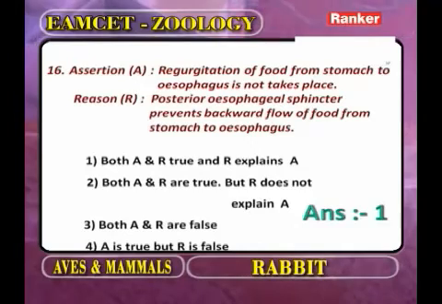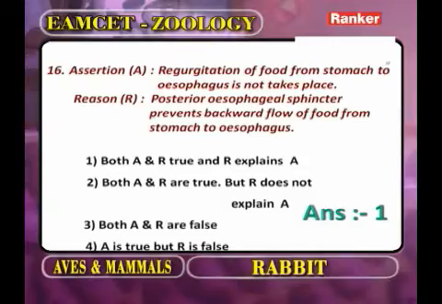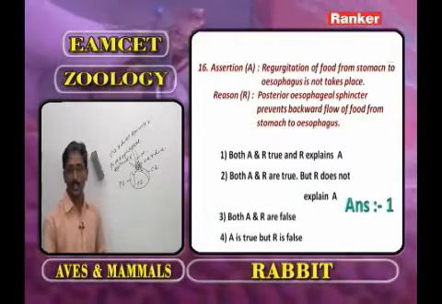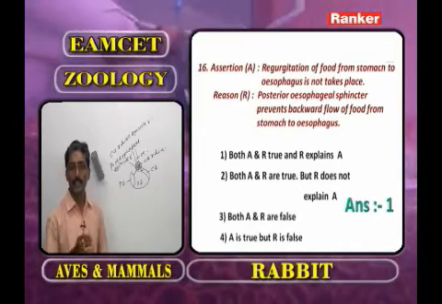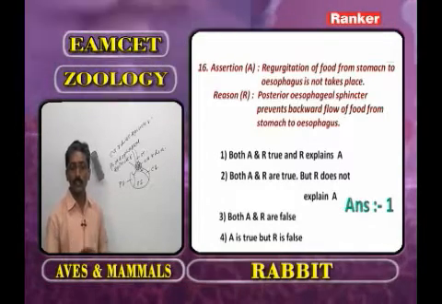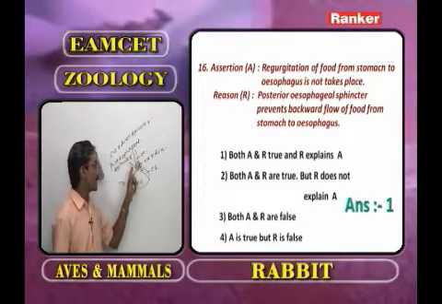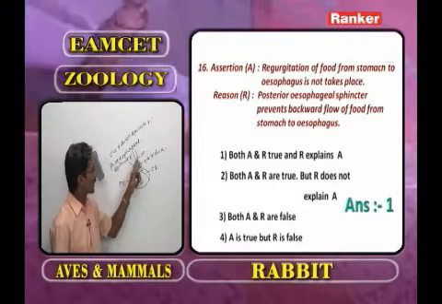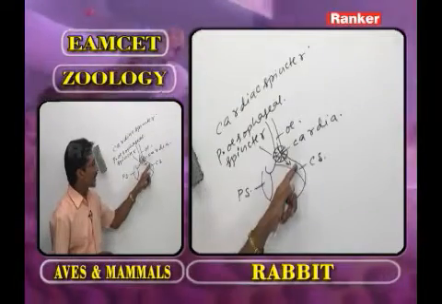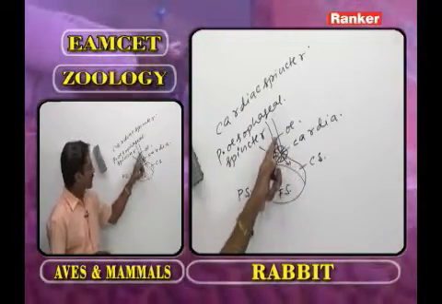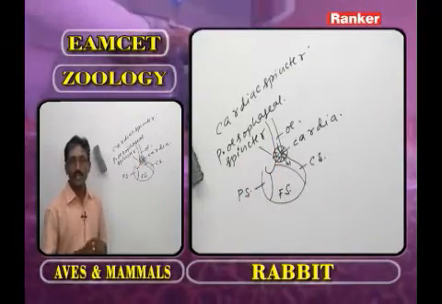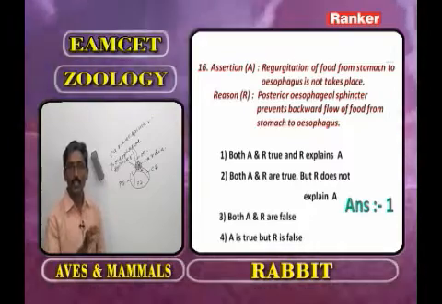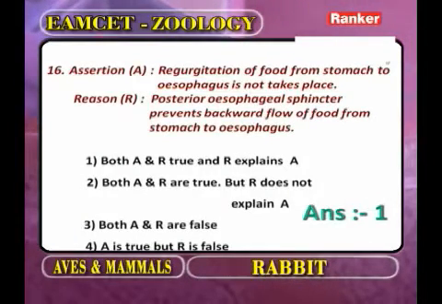Now, as we observe the assertion, regurgitation of food materials from the stomach to the esophagus is not allowed because the posterior esophageal sphincter prevents backward flow of food from the stomach to the esophagus. It means this sphincter allows food material from the esophagus to the cardiac stomach. The arrow mark indicates the passage of food materials from the esophagus to the cardiac stomach. Based on this information, both are correct and R explains A. Now we go for the next question.